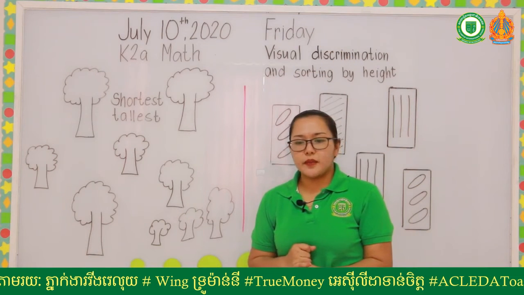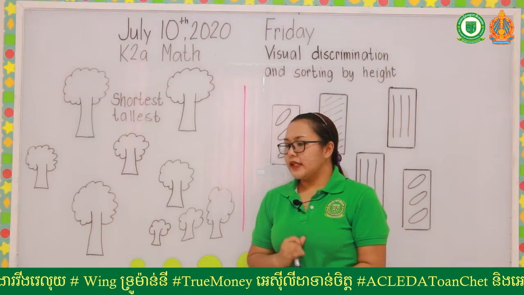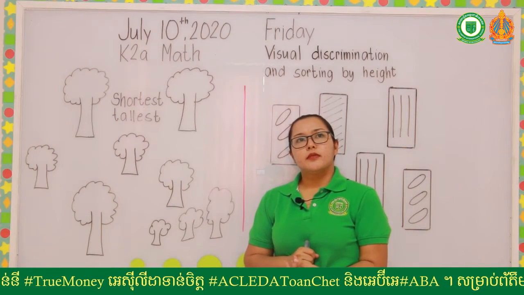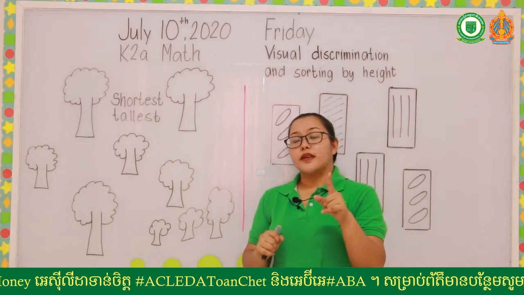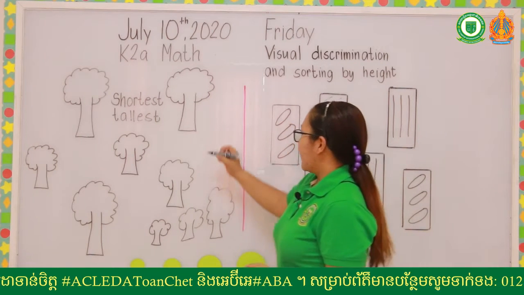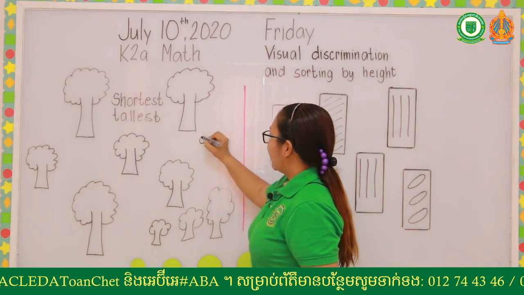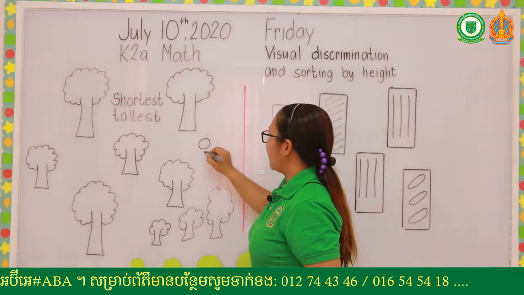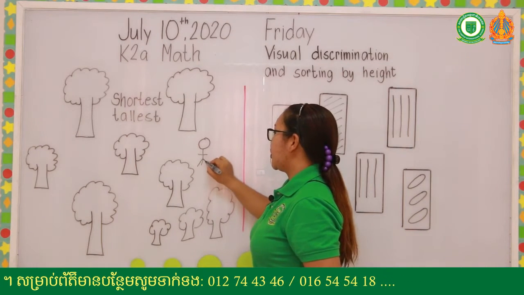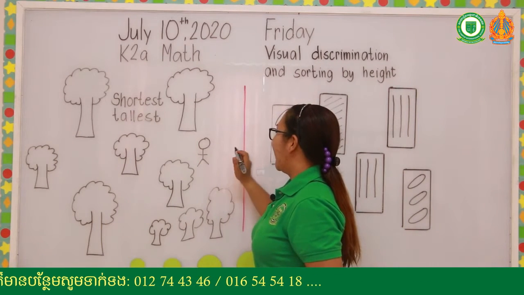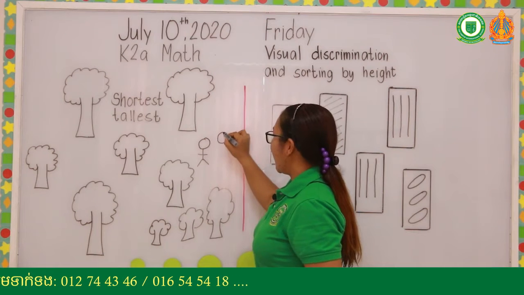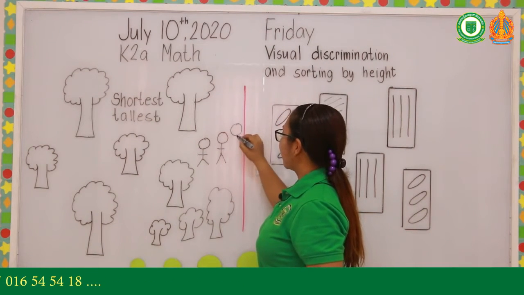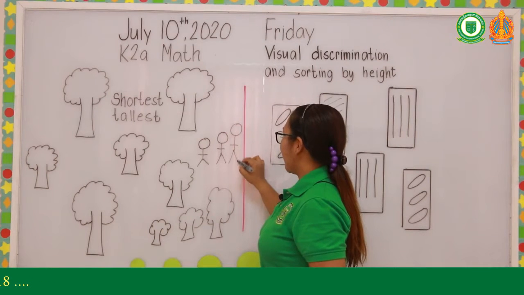I'll give you one more example. Can you see it? You might not be able to see it. So let's say, for example, there are 3. I'll just draw sticks. We have here 3 boys.